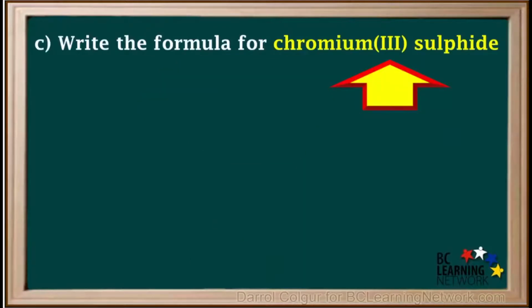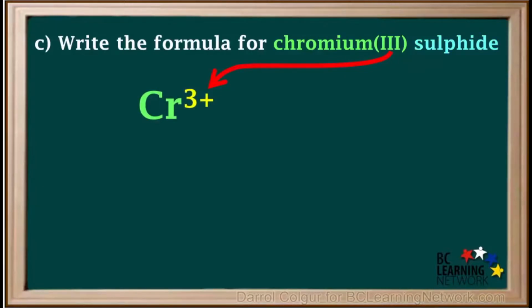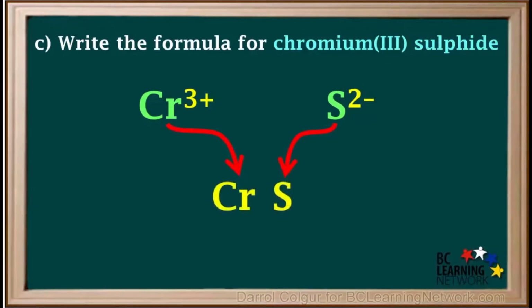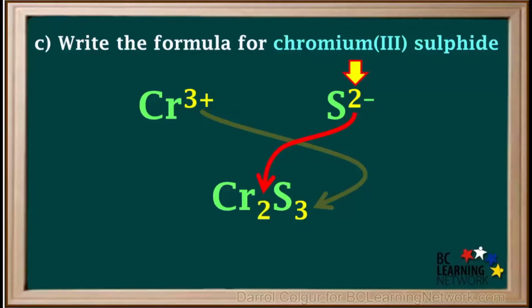Question C asks us to write the formula for chromium 3 sulphide. The chromium 3 ion is Cr3+, and the sulphide ion is S2-. We start the formula with the symbols Cr and S. We take the 3 from the charge on the chromium, cross over, and write 3 next to sulfur in the formula. And we take the 2 from the 2- charge on the sulphide ion, cross over, and write 2 next to chromium in the formula.